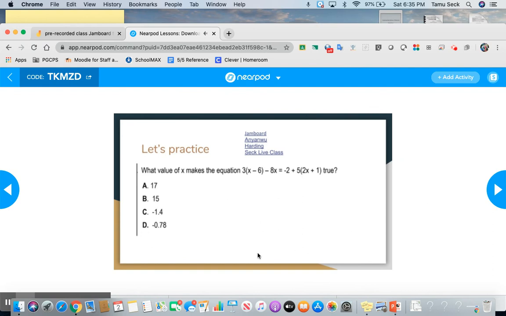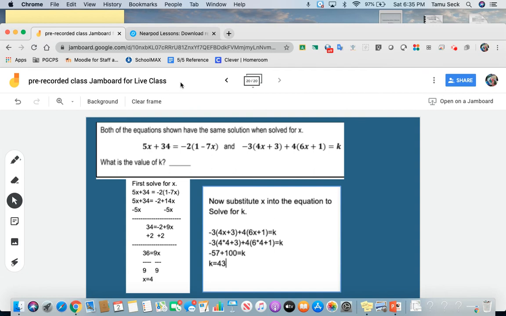Okay, now we're going to practice 3 pretty hard problems together, okay? Let's look at this first one. What value of x makes this equation true? Now, one good way to answer this question is just plug it in the calculator. Plug in 17 for x and see if they're equal to each other. Another way to do it is to just solve for x, but boy, is this a long problem.